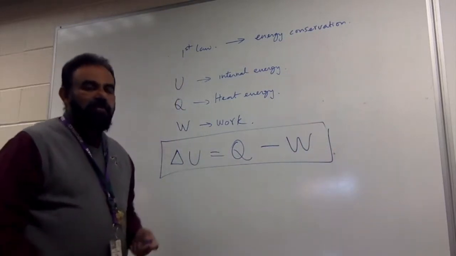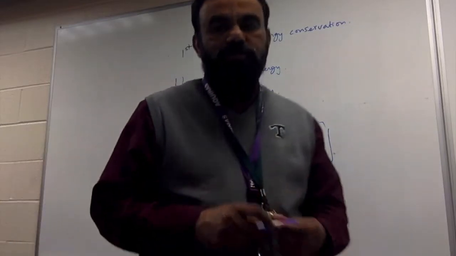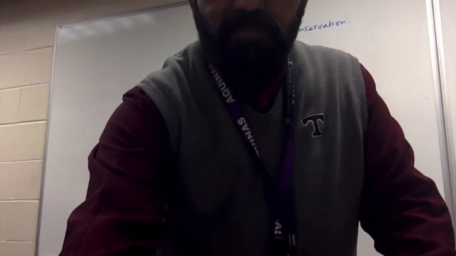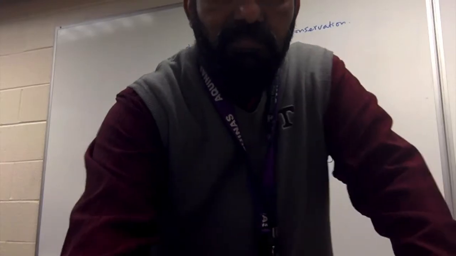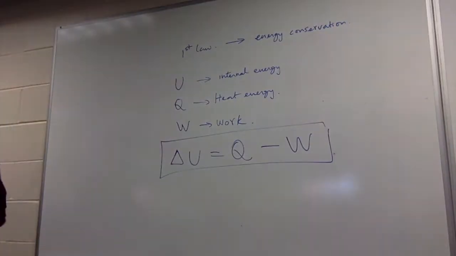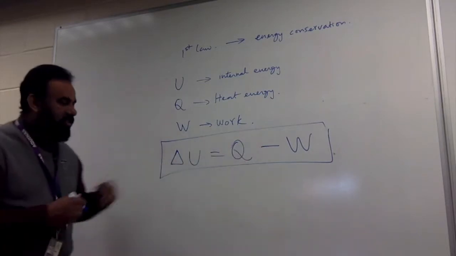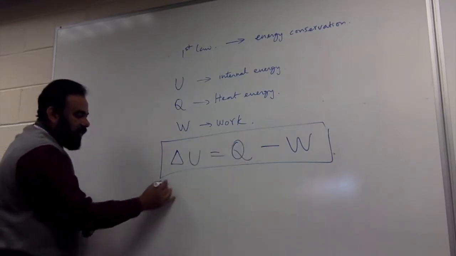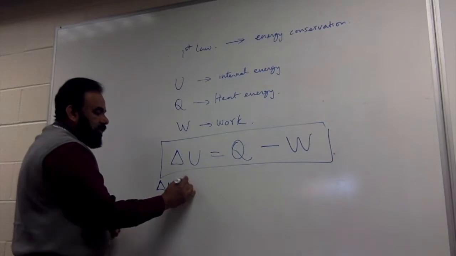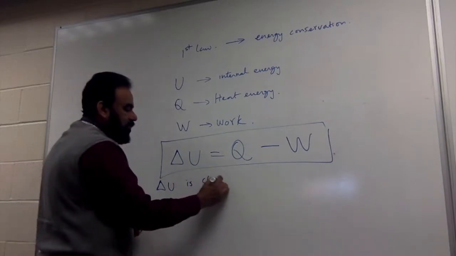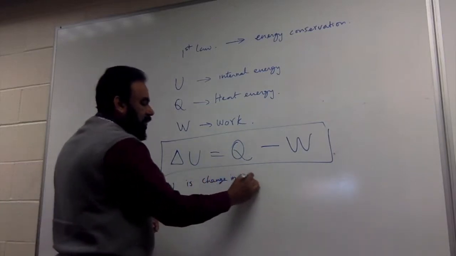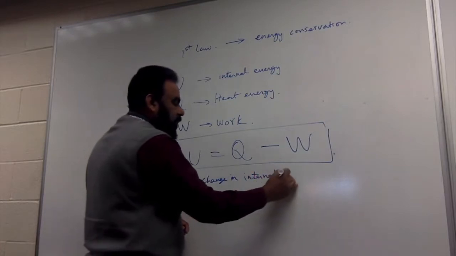Delta U is equal to Q minus W. Okay, so delta U is equal to Q minus W. Now, what does delta U stand for? You can write it down. Delta U is change in internal energy.